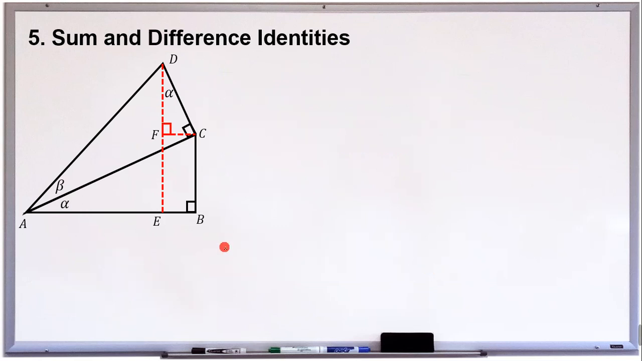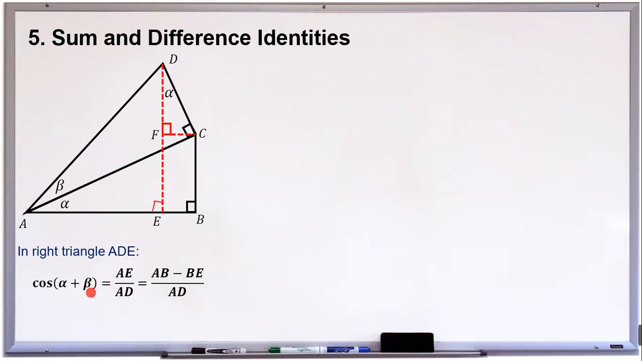Now let's proceed to the cosine. So in right triangle ADE, this right triangle right here, we have the cosine of alpha plus beta. We take the sum of this alpha and beta because this is the angle for this right triangle ADE. That is equal to the ratio of AE, this side right here, over the hypotenuse, which is AD.